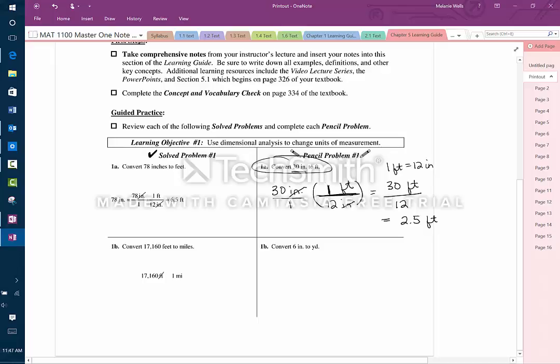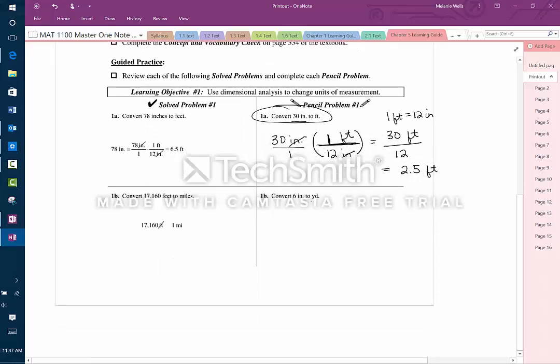Do the same thing on the second one, converting 6 inches to yards. Well, we know that there's a conversion factor that says 1 yard is equal to 36 inches. And that would be given to you. All of your conversions in this chapter will be given as you take your test. They'll be embedded in the problems. So if we're converting 6 inches, we're going to keep 6 inches and change that to 6 inches over 1, haven't changed the value, and multiply it by a fraction equal to 1.